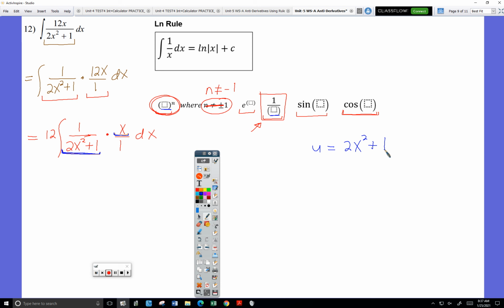Most of the time, that's a good pick. To pick the ugly U.